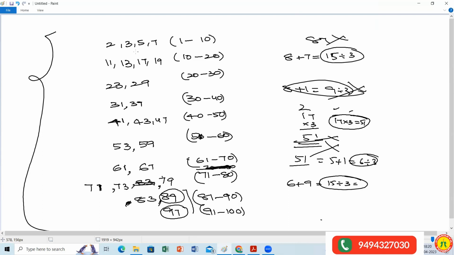Ma'am, 3, 5. 11, 13. Correct. Now you, 17, 19. 41, 43. Very good. Ma'am, 59 and 61. Good. 71 and 73. Very good. Those are the twin primes.